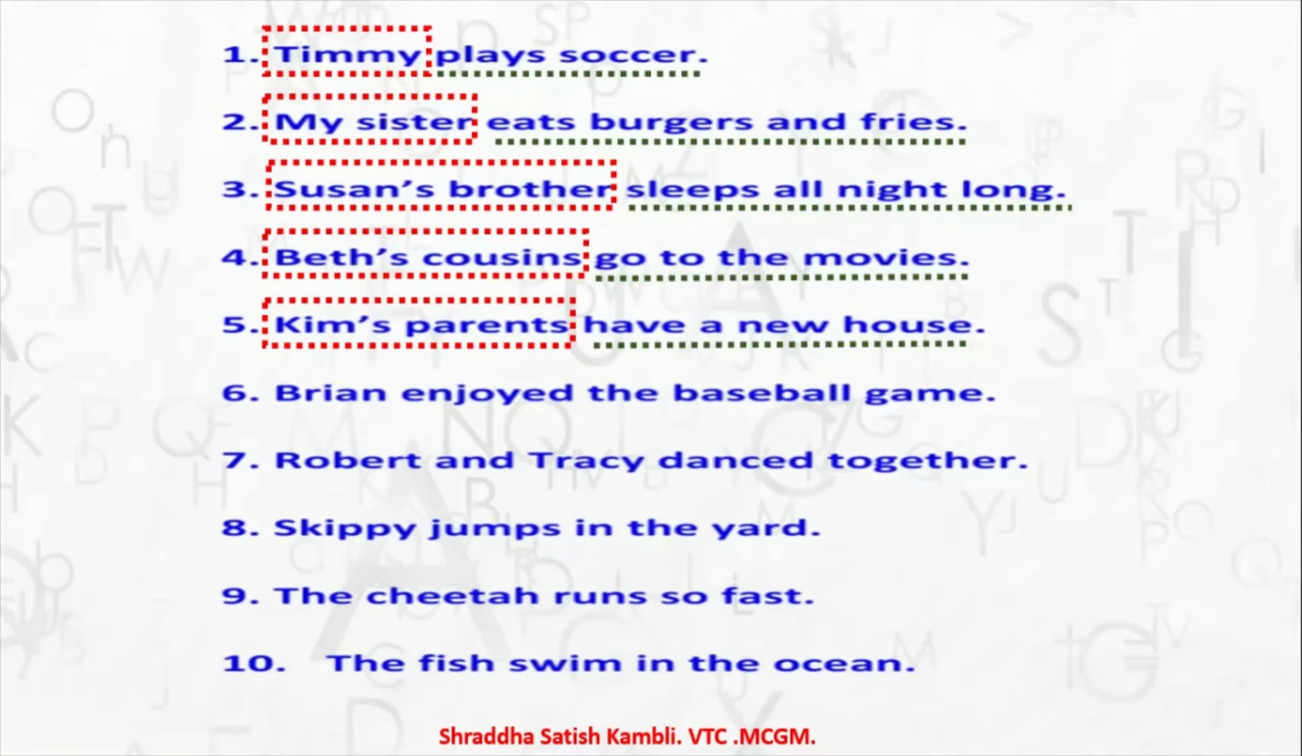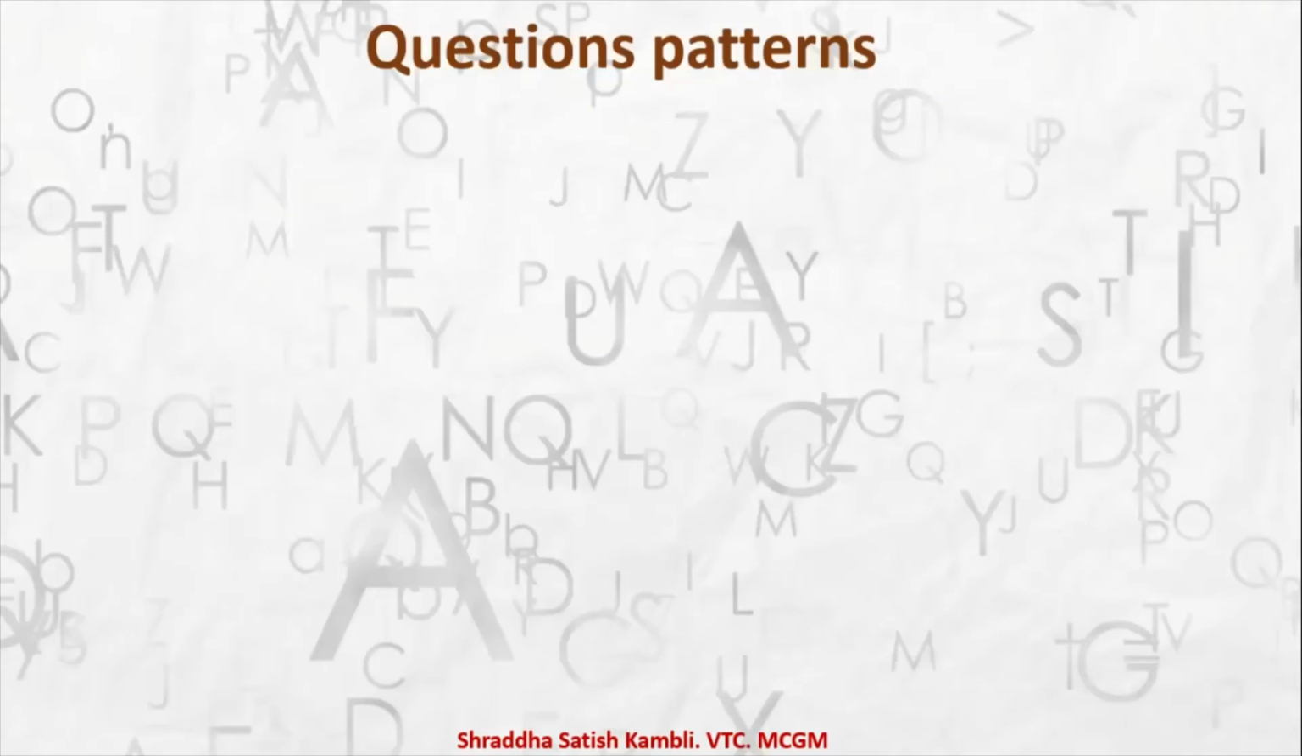So this was about what is the subject and what is the predicate. What is the meaning of a subject? What is the meaning of a predicate? We also saw examples of a sentence and we split it up into 2 and we indicated which is the subject and which is the predicate. Now let us go and try to see which are the question paper patterns, which are the questions based on the paper pattern.